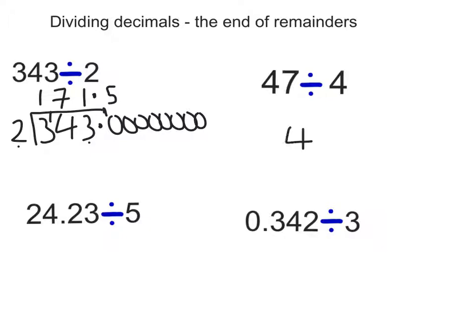Okay, let's try it for 47 divided by 4. So again, let's get 47 inside the bus stop and 4 outside. How many 4's go into 4? Well, that's 1 exactly. How many 4's go into 7? Well, that's 1, carry 3.